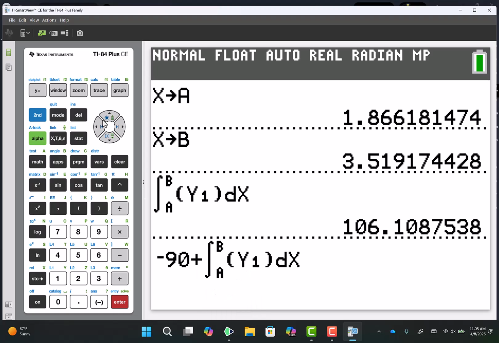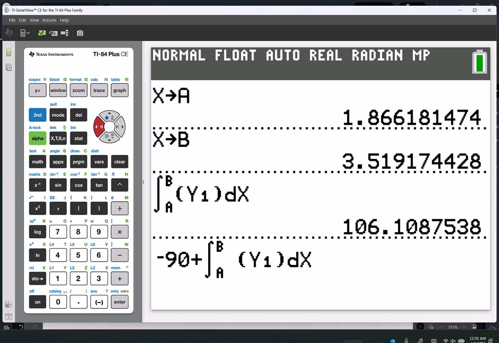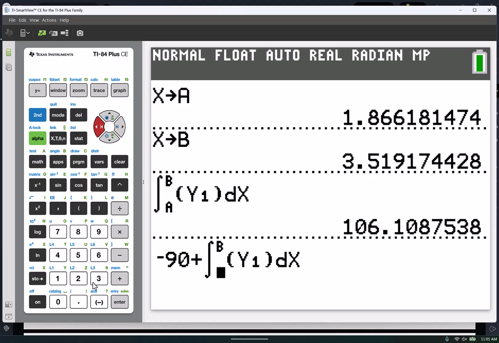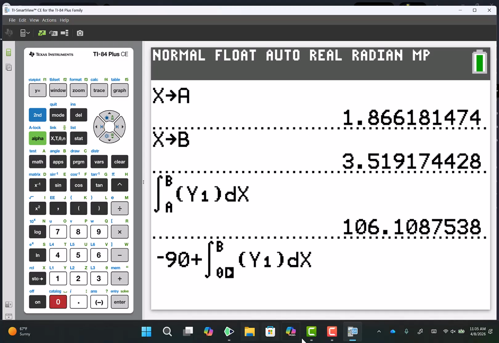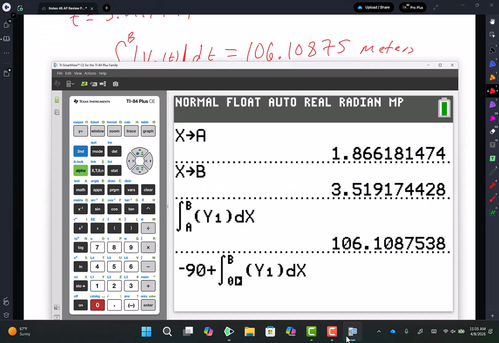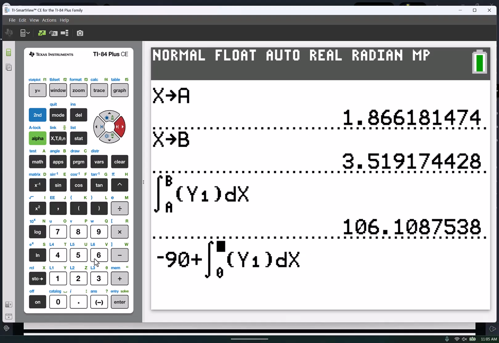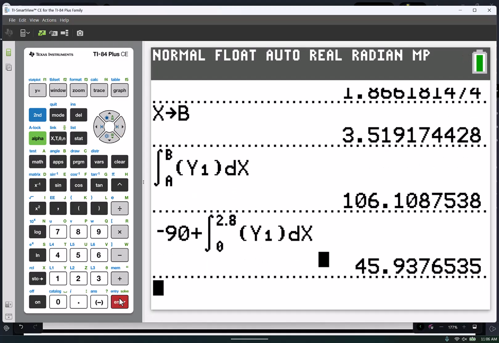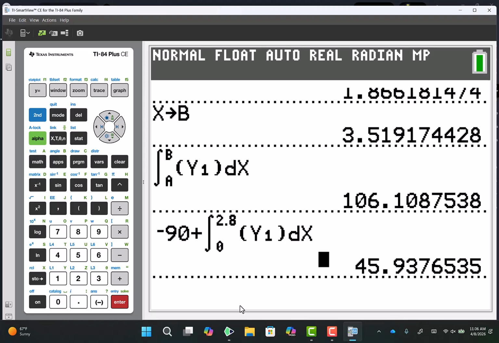Not from A. I almost made a mistake, guys. How come you guys didn't tell me? From 0. From 0, let me make sure. 0 to 2.8. Yeah, 0 to 2.8. All right, yeah, I almost made a mistake there, guys. 45.93765.